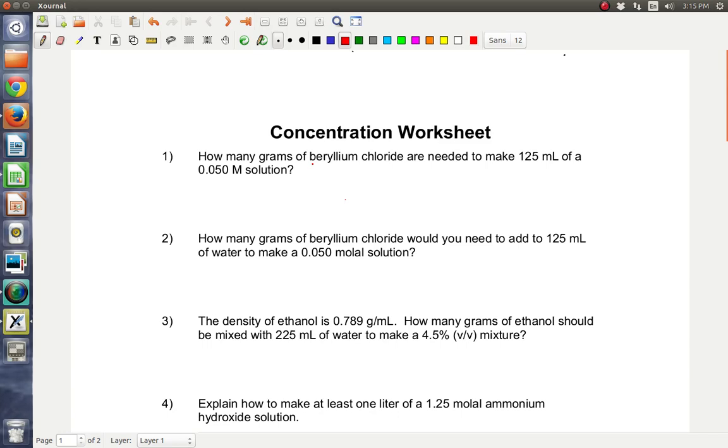So this would be tutorial 4. This is the worksheet that actually says concentration worksheet 1. And I'm going to go ahead and do number 2, even though you are supposed to omit that one, mostly as a practice. So you'll be able to see how to do some of the concepts from the other pieces. So this says, how many grams of beryllium chloride?